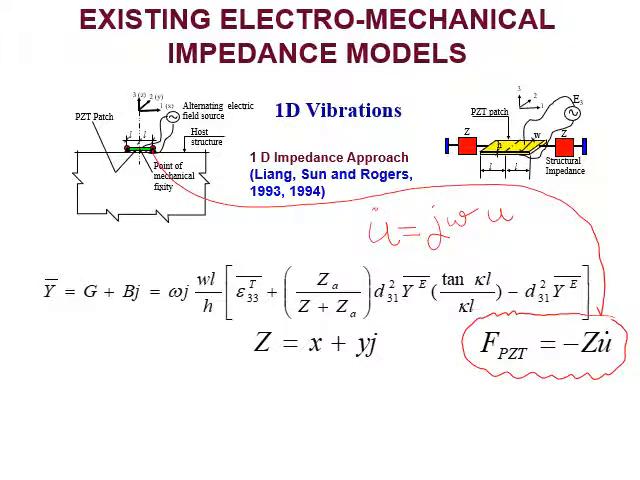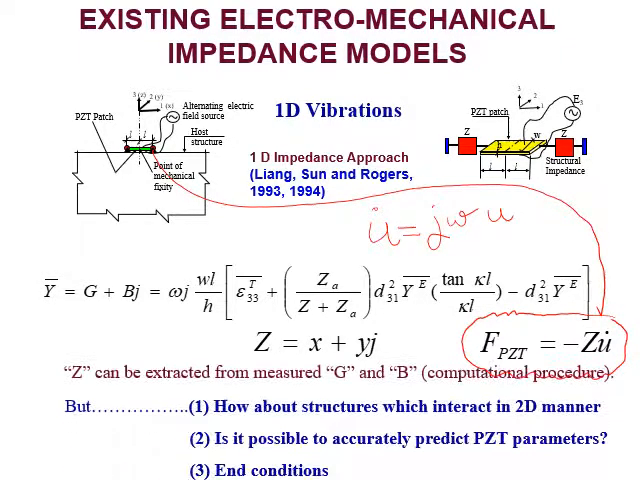The use of this equation is that experimentally we measure G and B. If, for example, you have done this experiment also, what you get is a signature of the G part and the B part. That is, at each frequency you are measuring G and B. So now you have this equation.